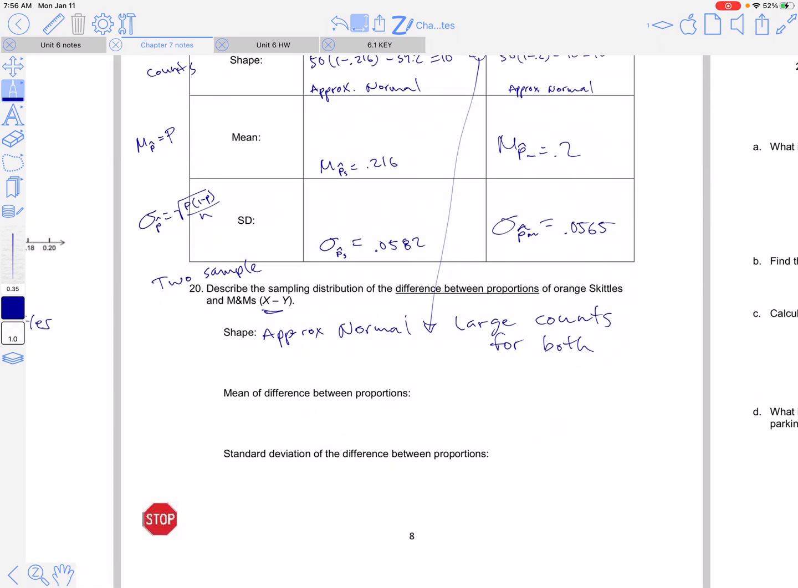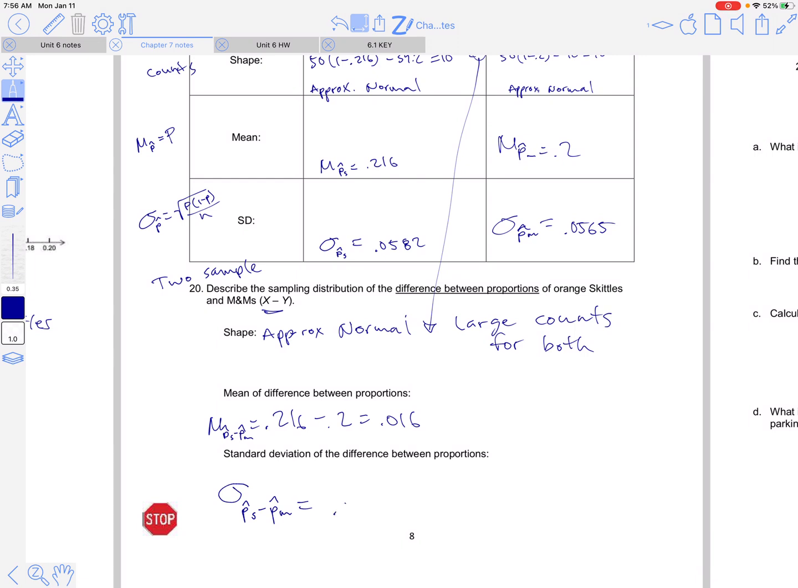The mean difference: we can take the mean of 1, and remember subtraction does affect means, so we take 0.216 minus 0.2, and we get 0.016. This is the mean of the p hat of Skittles minus the mean of the proportion of M&Ms. So you can subtract center. Standard deviation, if you remember, you cannot subtract.